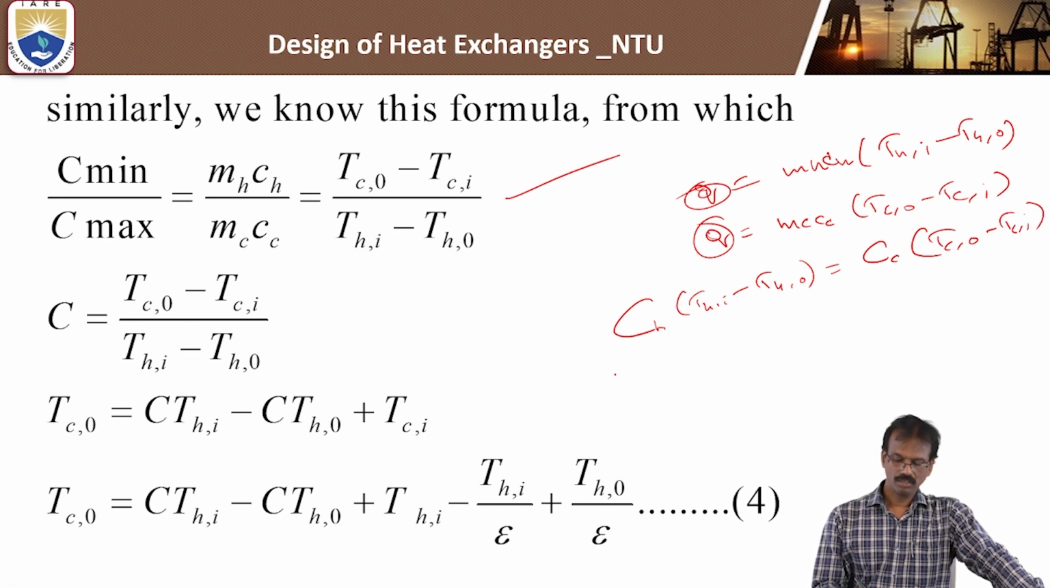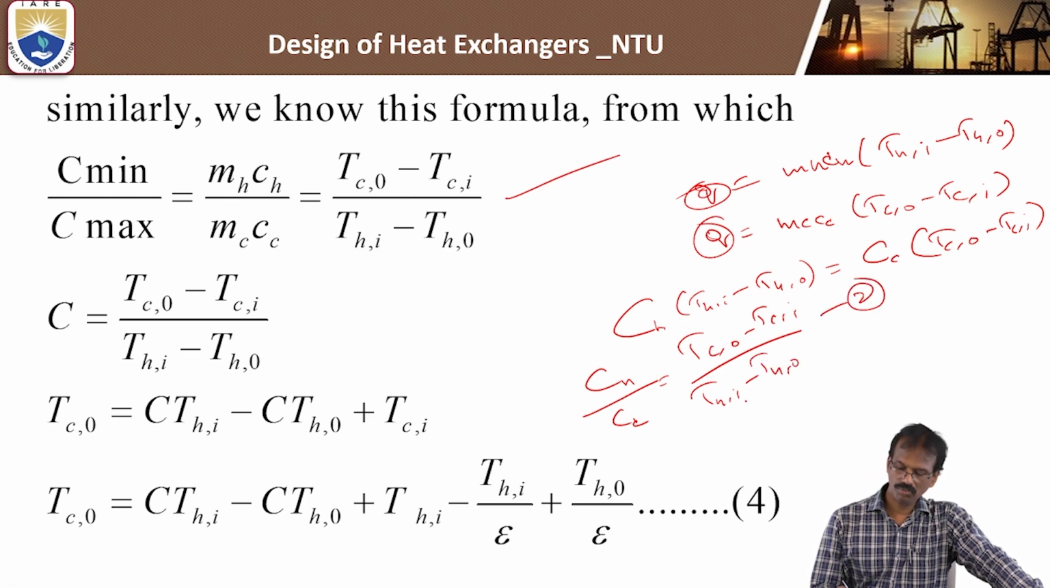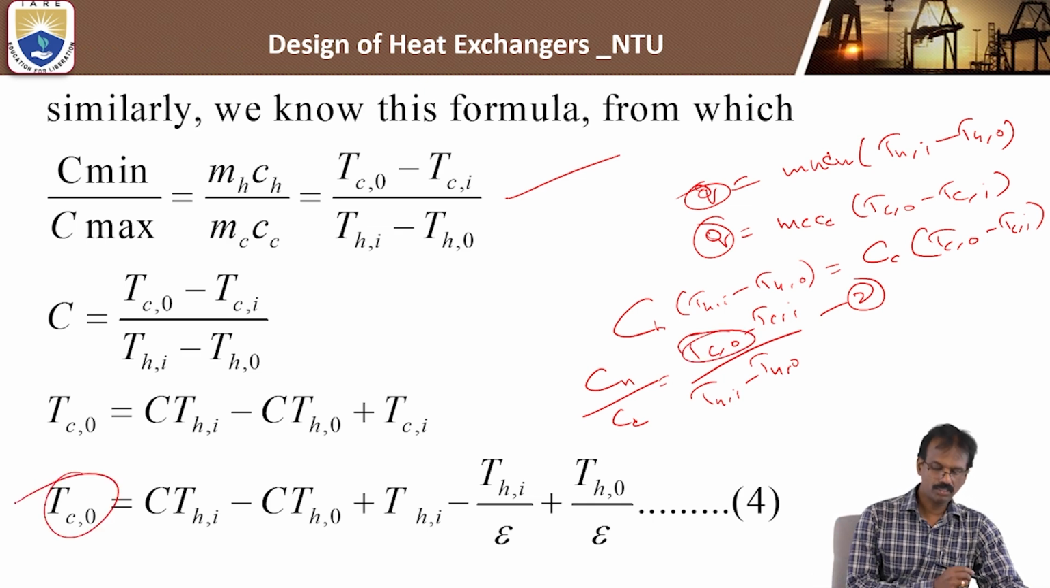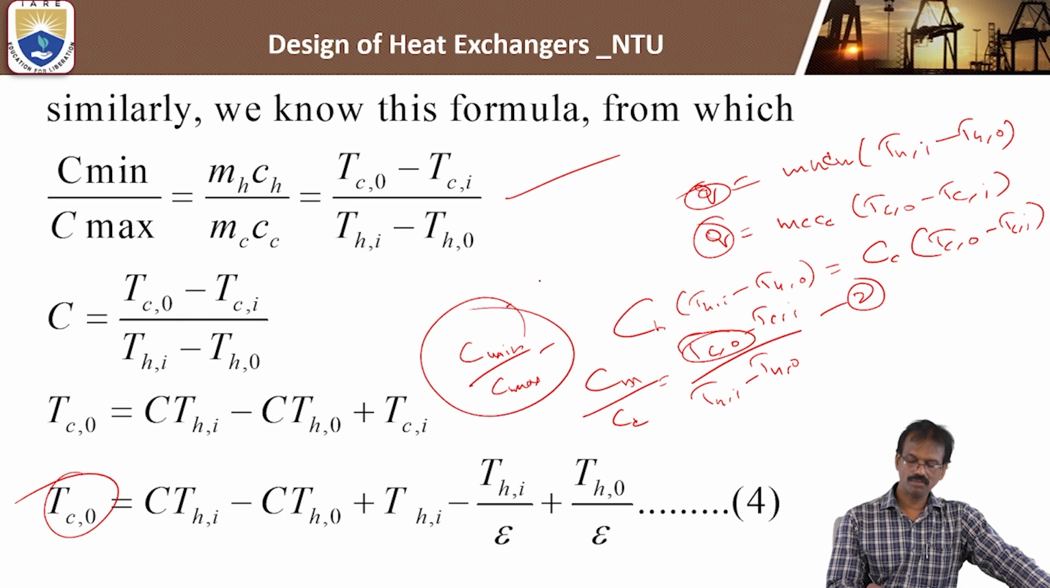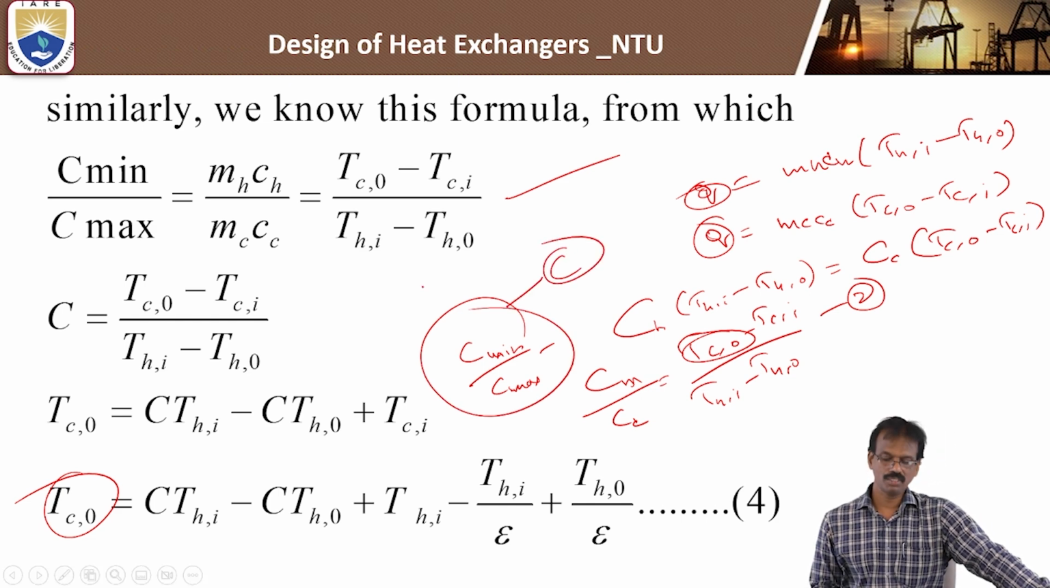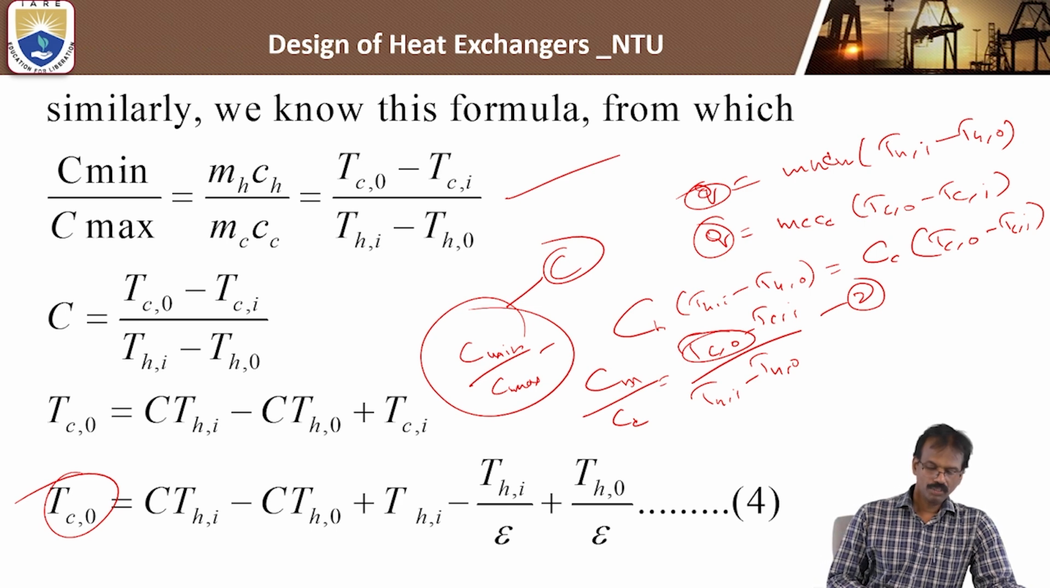Okay. So then CH is the C minimum, and you can write CH by CC is equal to TC0 minus TCI by THI minus TH0. So this is equation 2, already derived. By using this one, you can rewrite this equation like that. TC0 is equal to C minimum by C maximum, since CH by CC is the C minimum by C maximum. We can simplify this and represent it as capital C. Okay, so this is the capital C.